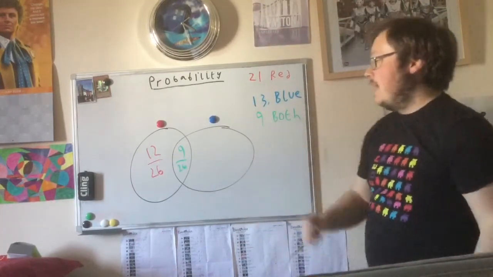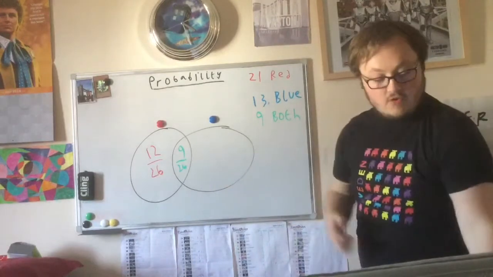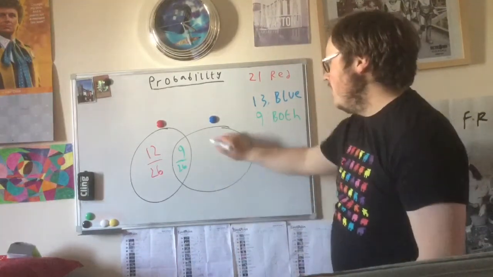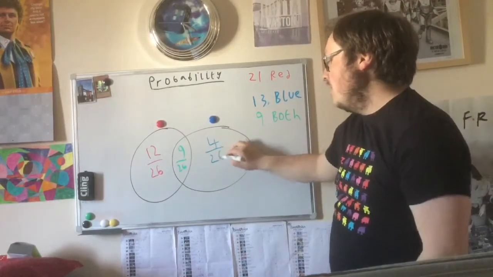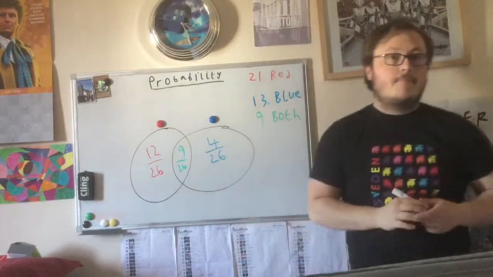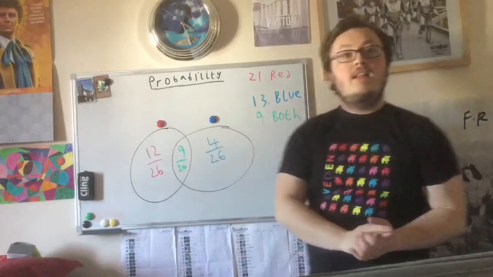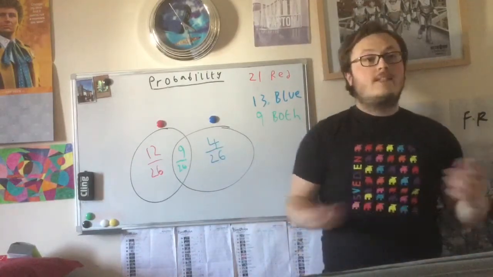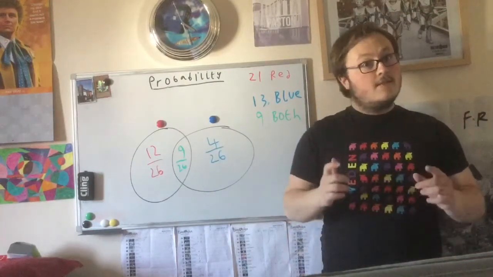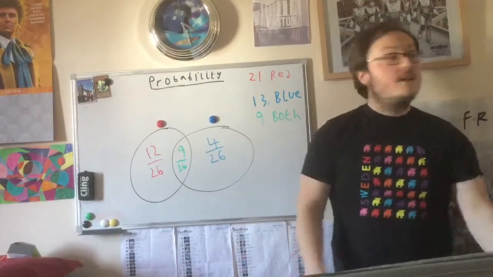What about the blue flags? Well, there's 13 in total. Take away 9 from that. That will mean that 4 out of 26 go there. So when you add them together, 12, add 9, add 4, you end up with 25 out of 26. Which means that we have one flag missing.